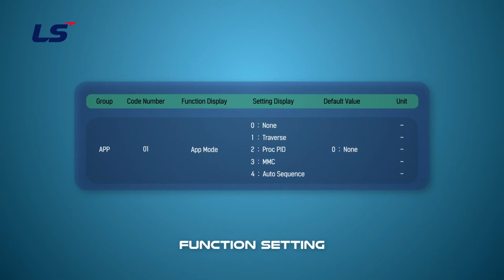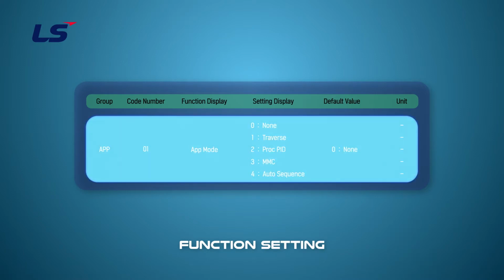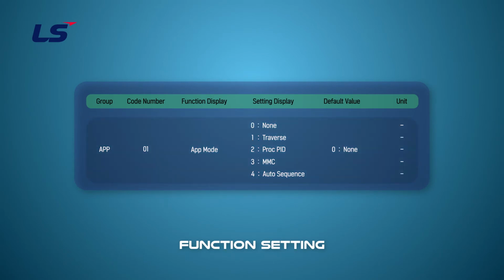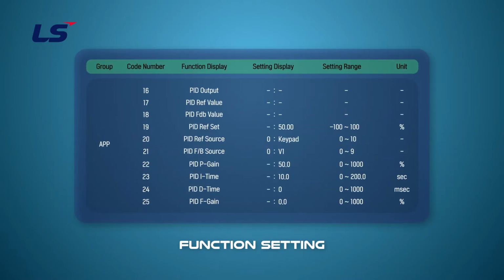Now, let's see how to program parameters related to PID control. First, go to APP1 of PAR mode and set application function selection to process PID2. Then, parameters related to PID control will be displayed. When PID-related parameters appear, the first parameters to be set are APP20 PID reference source and APP21 PID feedback source.